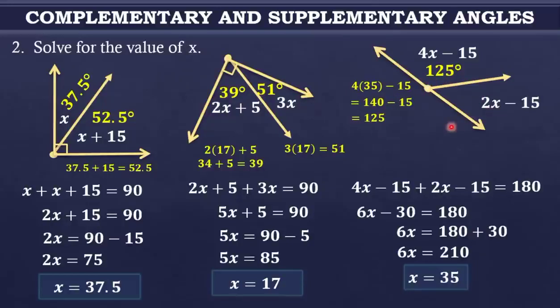Punta tayo dito sa 2x minus 15. So, 2 times 35, okay, minus 15, so this is 70. 70 minus 15 is 55. So, therefore, this is 55 degrees. So, pag inadd natin ito, 125 plus 55, this is 180. So, therefore, our solution is correct. Next.